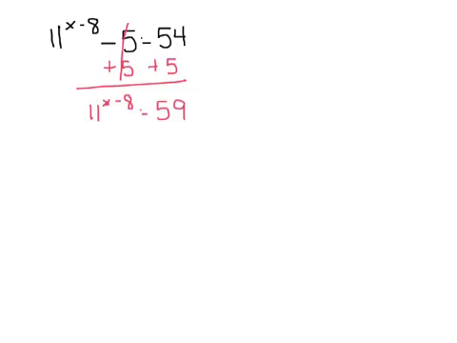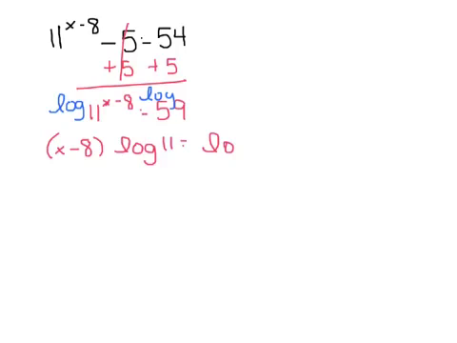Thoughts about what to do from here? Okay, well, take the exponent in front. What do I need to put in front of both of these? Yeah, I need to do log of both sides. That's what lets me put the exponent in front. So what's going to happen is on the left side, it's going to become x minus 8 in front of log 11, and that's going to equal log 59.